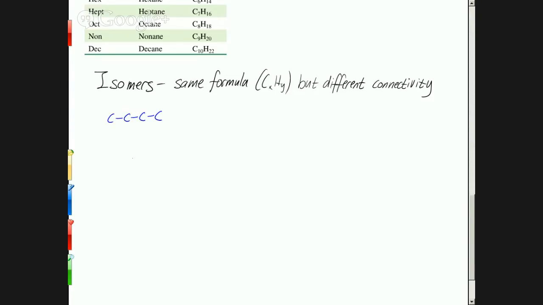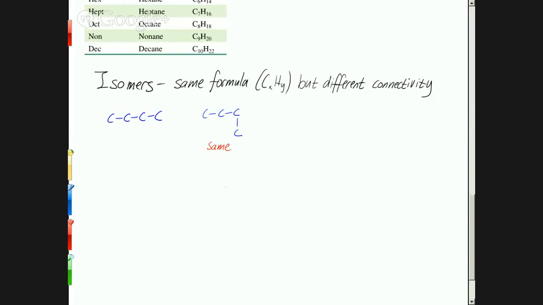Now we're going to ask, are there ways that we can write this where the carbons are actually connected to each other in a different way? Now the first thing I want to show you is the most commonly wrong way to do this. And that is like this. All right. The reason this is wrong is that this is actually the same.